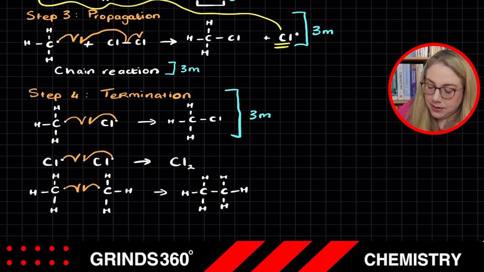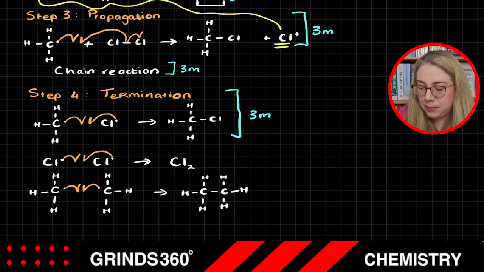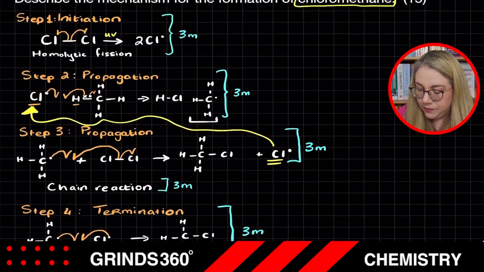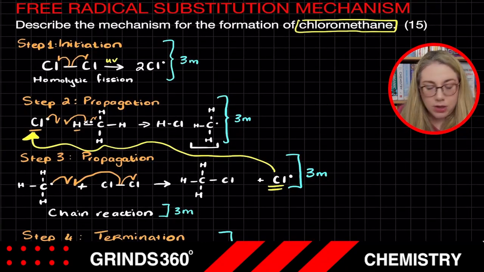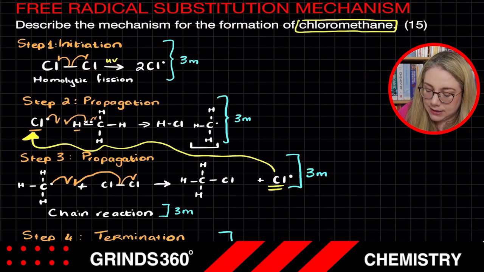Now, in the exam, the examiner is 100% going to ask you about the longer chain hydrocarbon. They might ask you to name the longer chain hydrocarbon. Now, how you figure that out is you go back up to step 2. And you look at the hydrocarbon free radical that's formed in step 2, which is here.